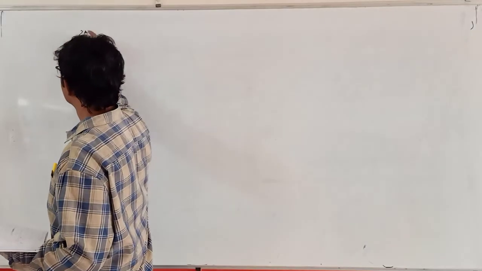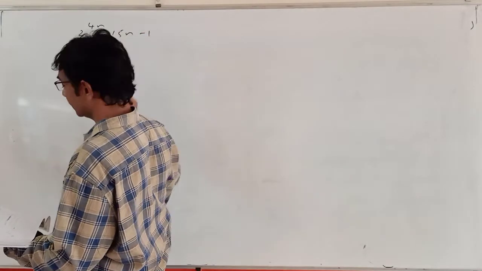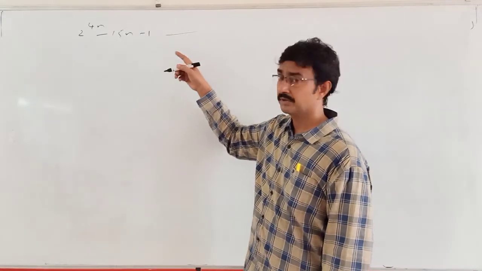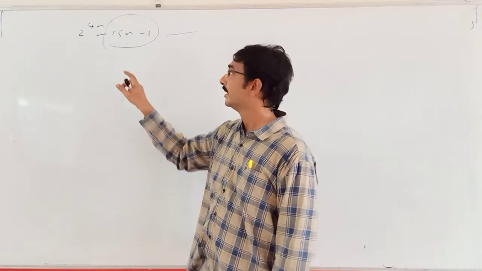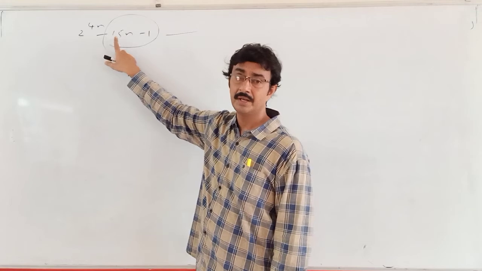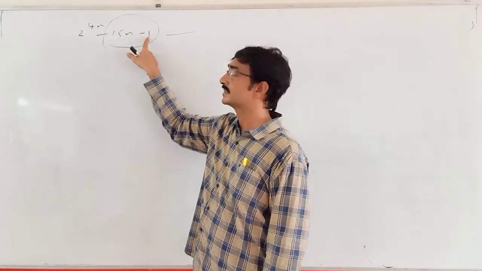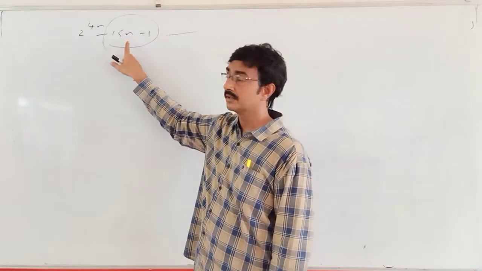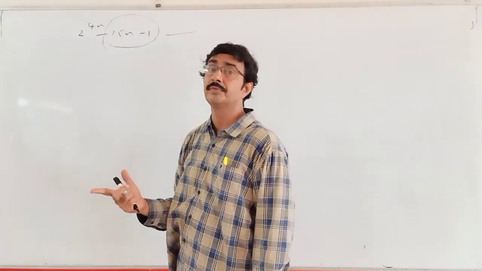Next problem: 2 power 4n minus 15n minus 1 is divisible by what? Here one hint is in the 15n minus 1. 15n is 15 into nC1, and 1 is nC0 times 15 to the power 0. So look at the hint: we have to express this in terms of 15.